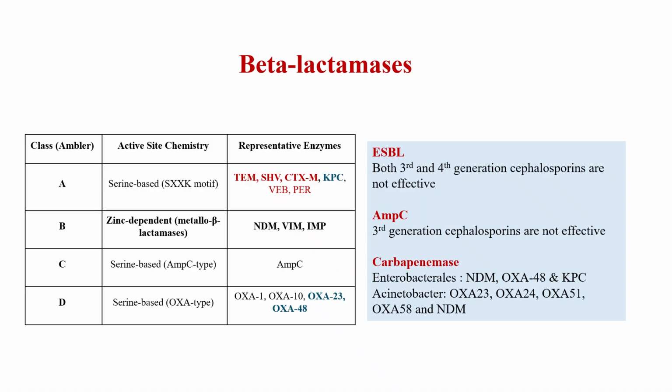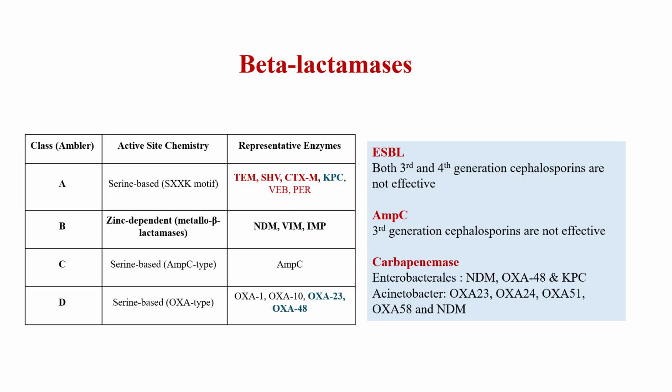OXA-48 is majorly produced in E. coli and Klebsiella in India, also in Enterobacter species. But other than OXA-48, there are other OXA enzymes which can also cause carbapenem resistance. These are very important mechanisms in Acinetobacter. OXA-23, 24, 51 and 58 are the common enzymes produced by Acinetobacter. Most of the Acinetobacter with carbapenem resistance has OXA-23. So the newer beta-lactam, beta-lactamase inhibitor combinations are focused more on KPC and OXA-48. They won't take care of OXA-23 mediated resistance.